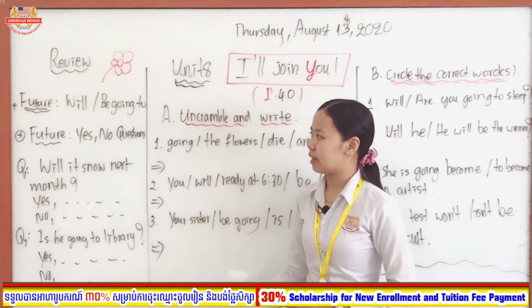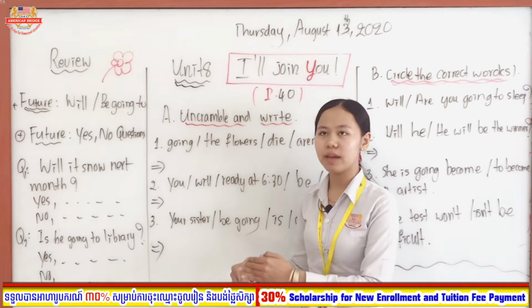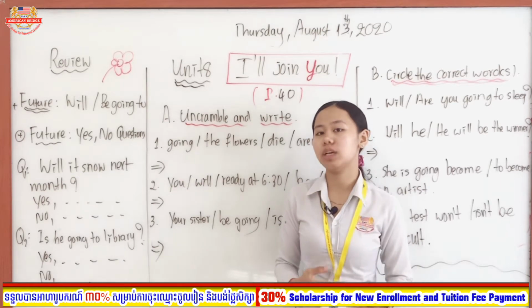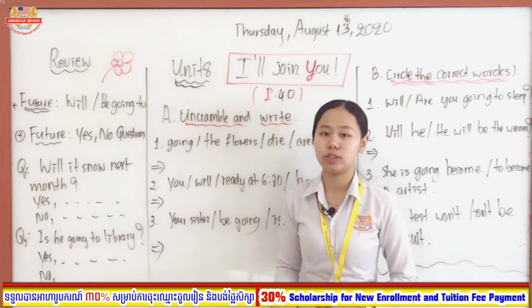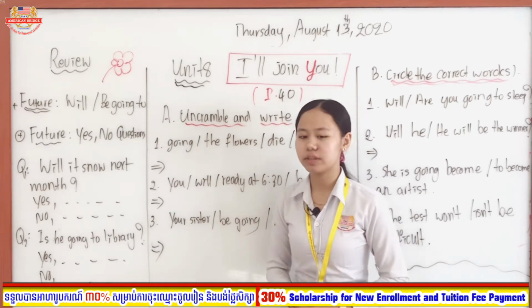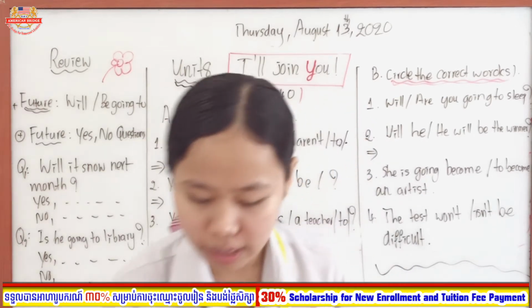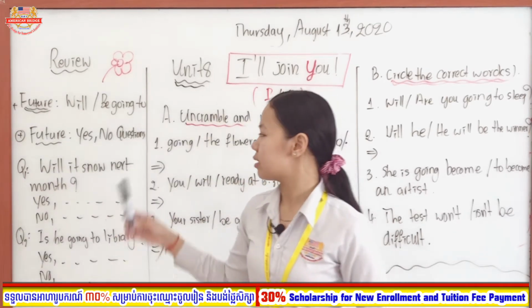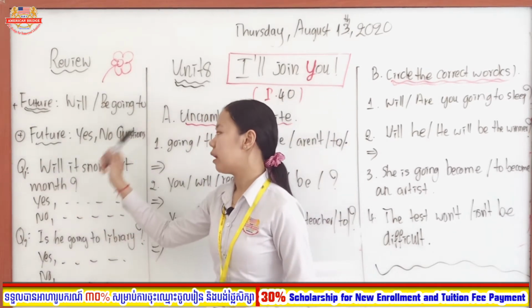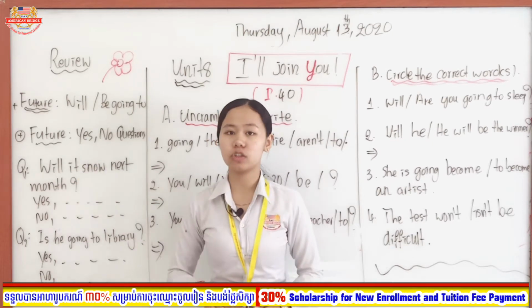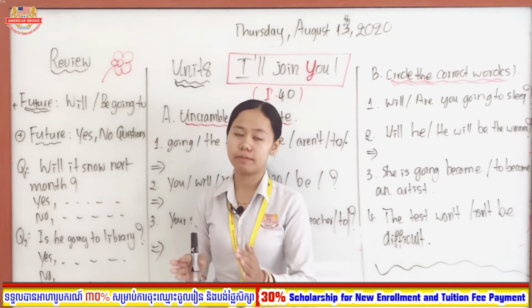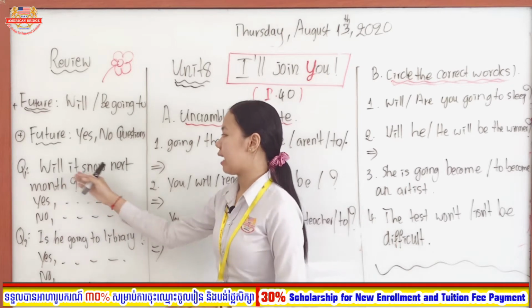Regarding our grammar lesson, yesterday we learned about future with will and be going to, and future yes/no questions in the question forms. So now let us review a little bit. The teacher also put some examples here. If I ask you, for example, will it snow next month? You know that in the question form, when I use will, I need to put it in front of the subject.